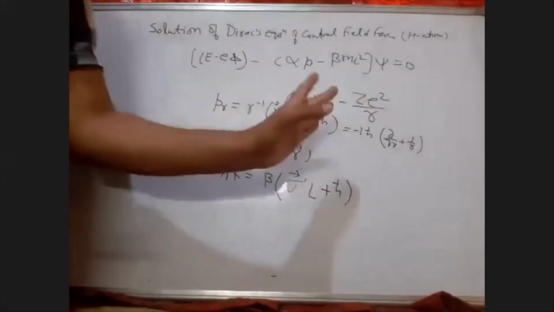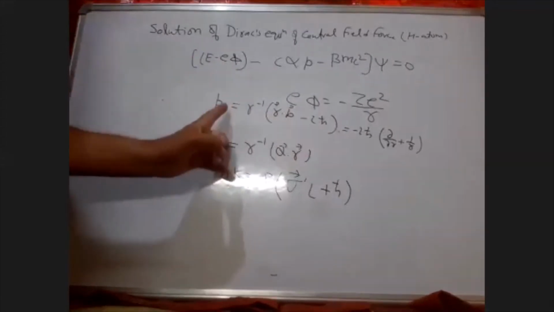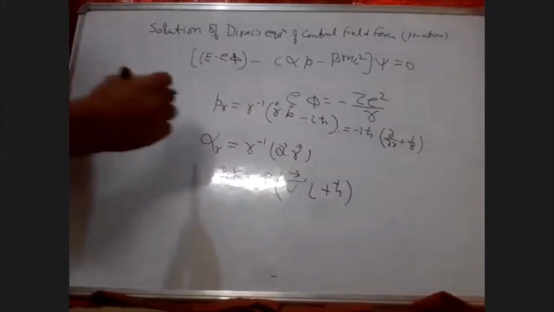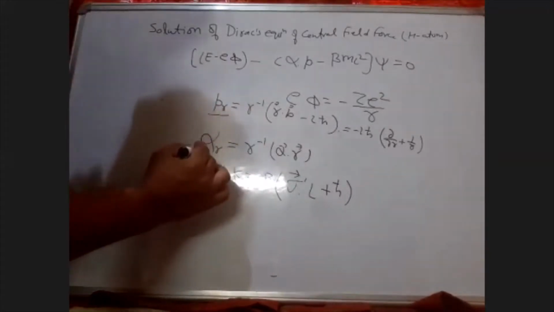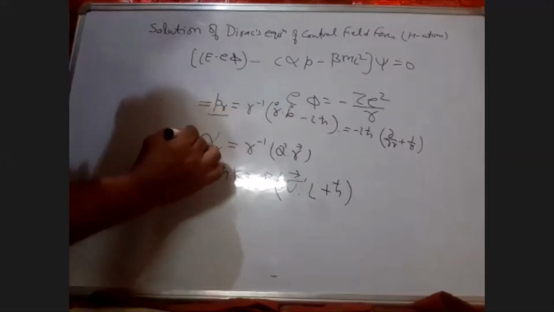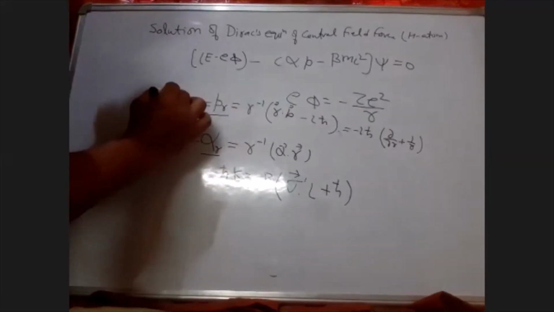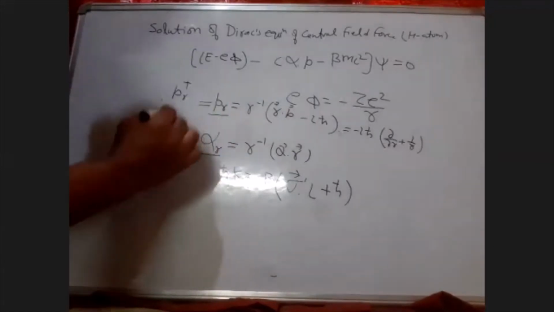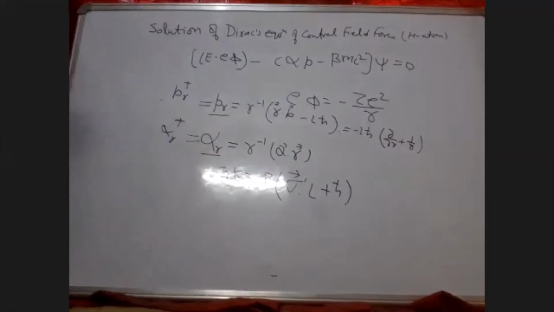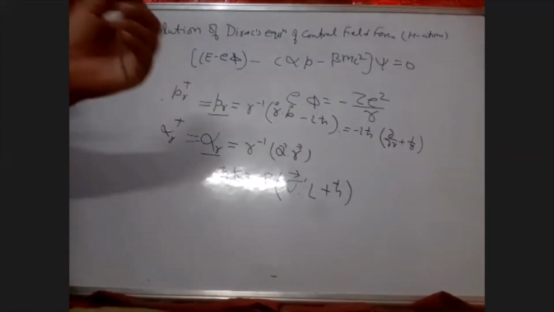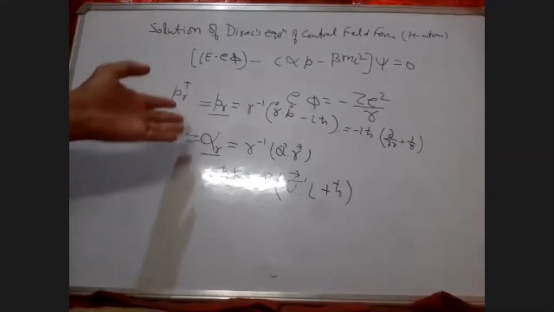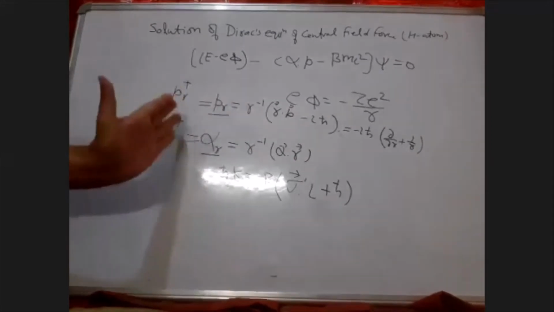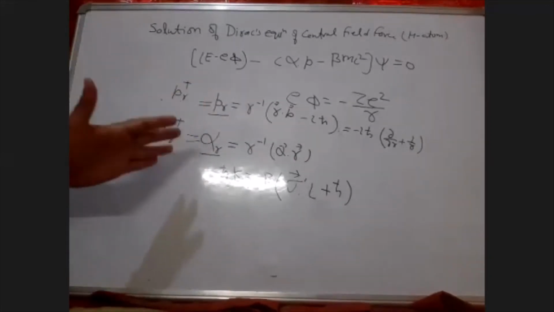Yesterday I gave you a homework, in which you have to show that this radial momentum operator p_r and alpha_r are Hermitian. That is, the dagger of p_r is equal to p_r and alpha_r dagger is equal to alpha_r. This you have to prove. Hope you all proved that.